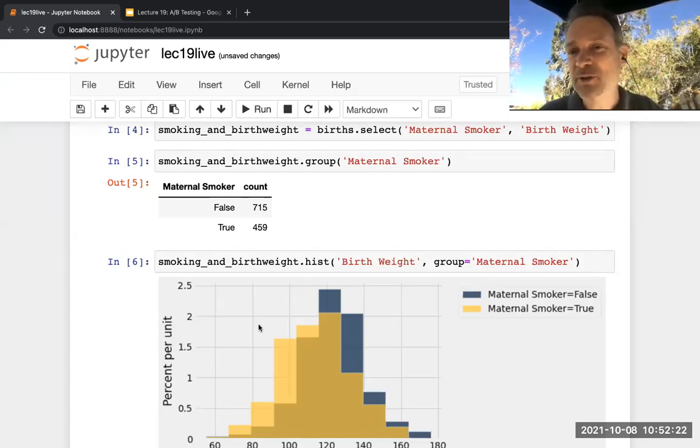So we have two random samples. We have a random sample of the smoker moms, and this is not all the moms who gave birth in the hospital system. It's a random sample. And a random sample of the non-smoker moms. Now, if you look at this histogram, what do you think? Do you think that there is a relationship between the mother smoking and the birth weight of the baby?